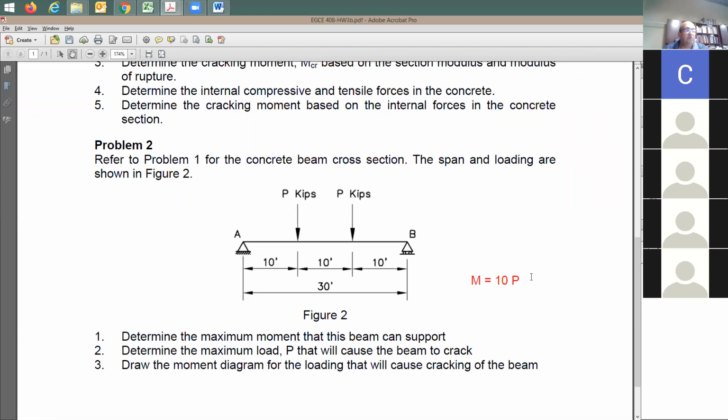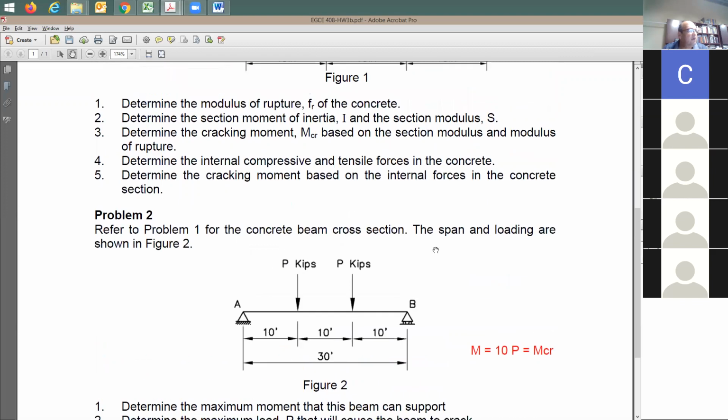So what do you need to do to find out what vertical load is going to cause this beam to crack? You're going to say this moment here, which means 10 times P equals M cracking. Where do you get M cracking from? You get it from here. You solve from here, right? Once you solve it, you set them equal to each other, or in other words, you take this cracking moment and divide it by 10. It's going to give you the vertical load that's going to cause this beam to crack.